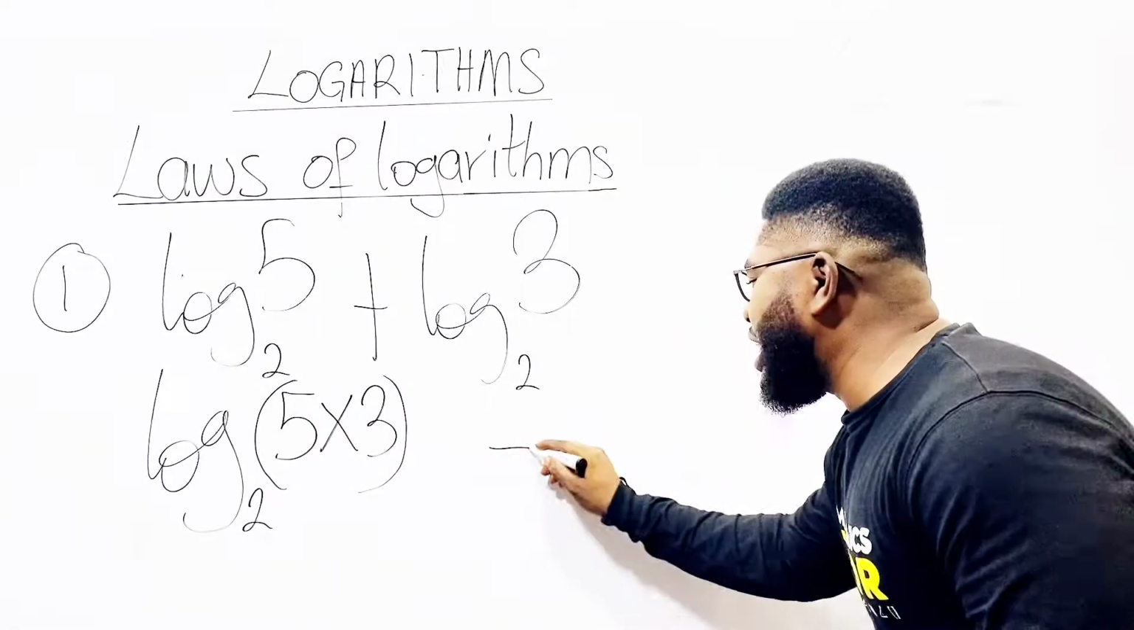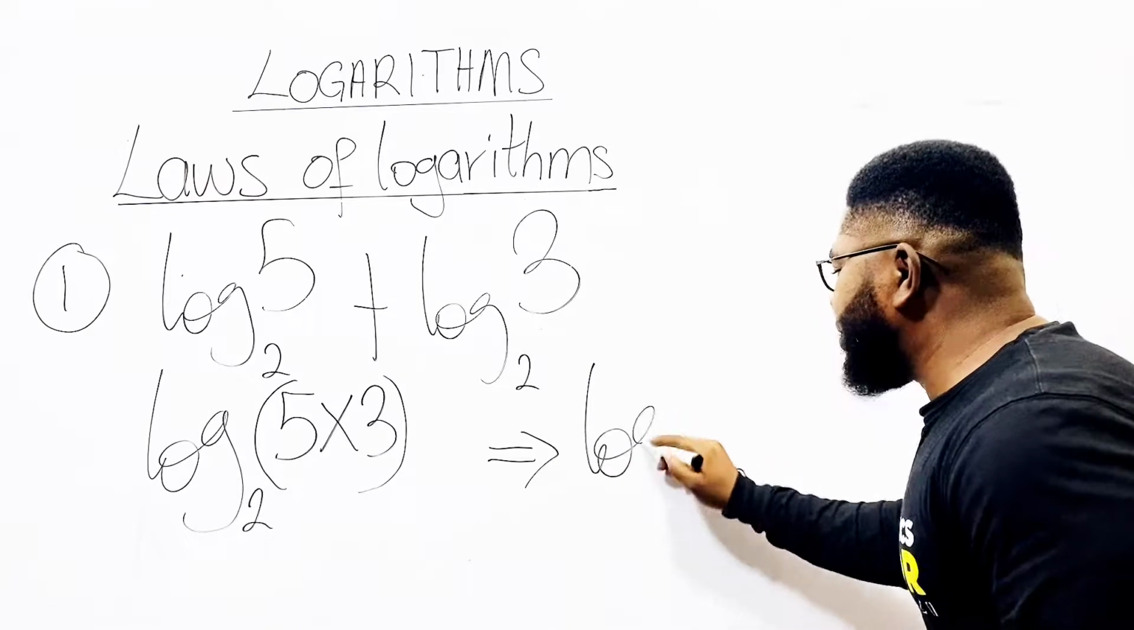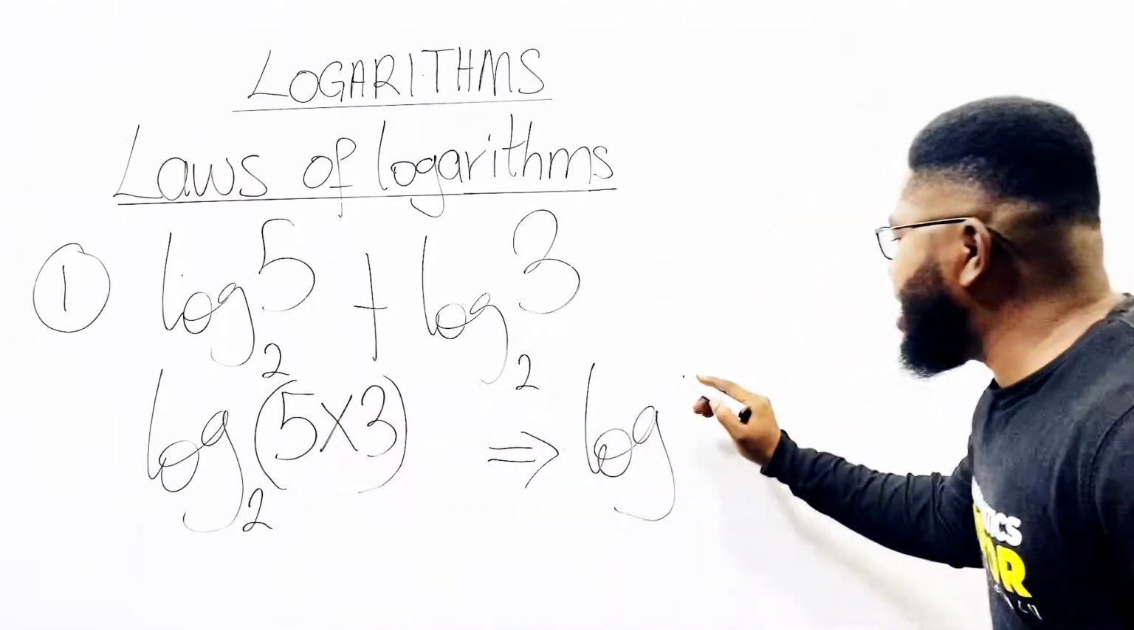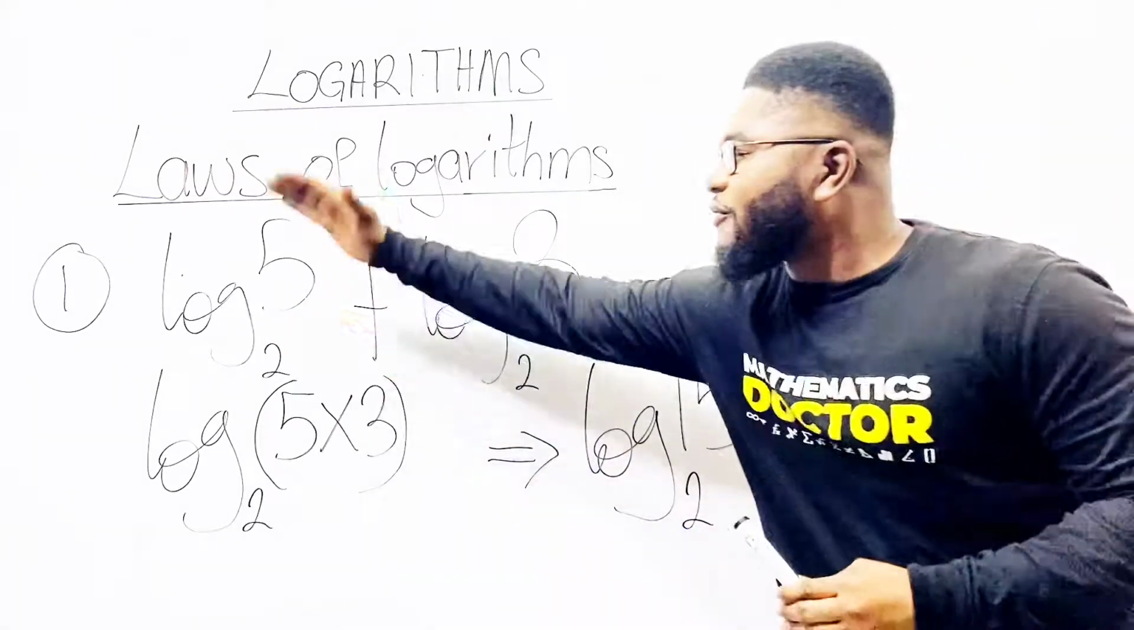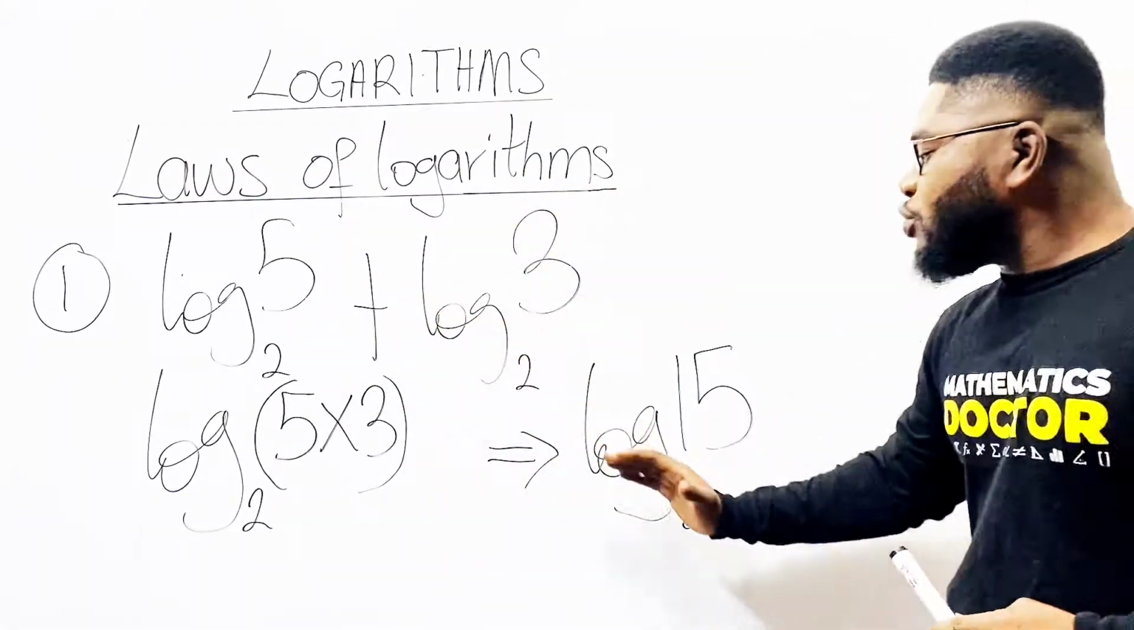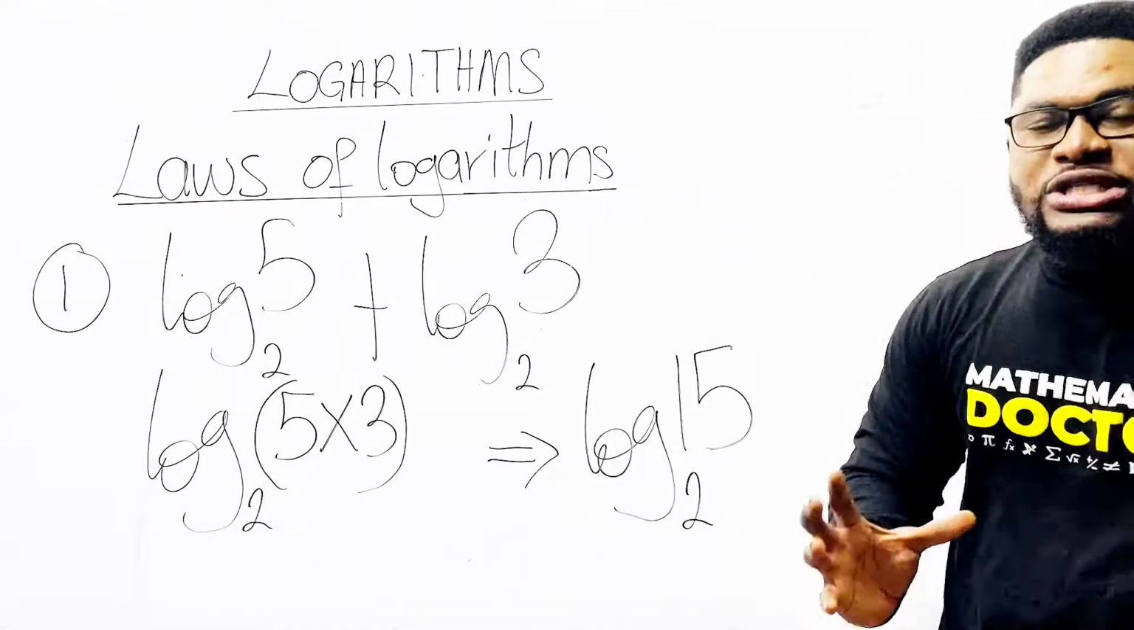So this will become log, in place, 5 times 3 is 15. Now the base is 2. So we have converted log 5 base 2 plus log 3 base 2 into log 15 base 2. Simple, using the first law.